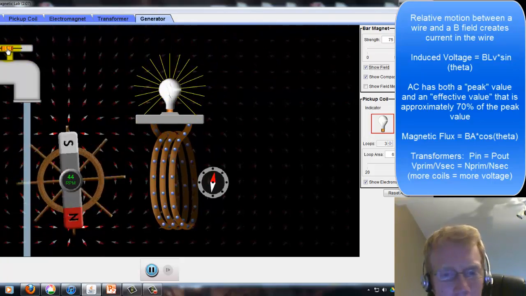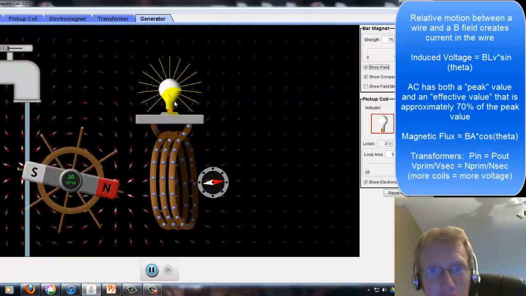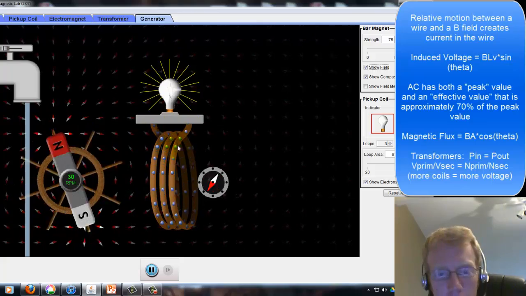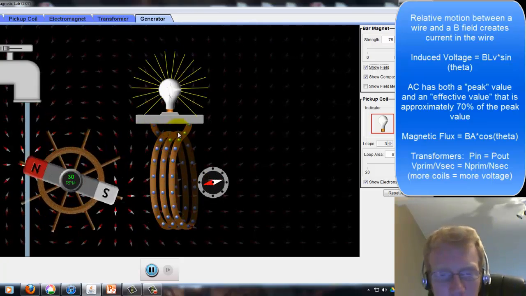Okay. So this is the basis for creation of electricity in power plants. You've got magnets that are rotated near coils of wire, and that creates electricity in those coils of wire.